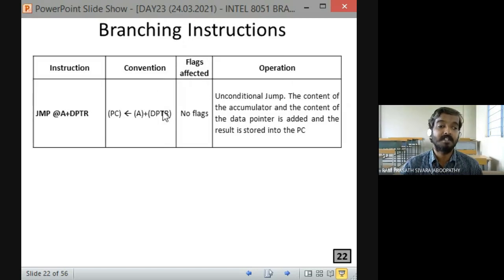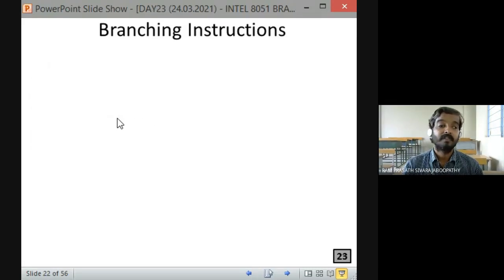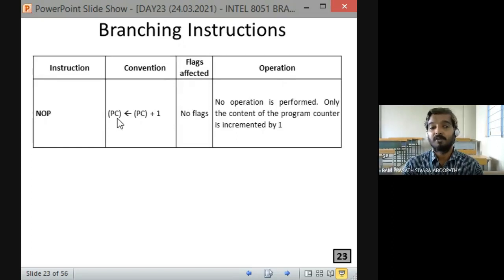And finally, JMP @A+DPTR. Here, the accumulator plus DPTR get added, and that value is copied to the program counter. That's all. The sum of the accumulator and DPTR forms a new address, and the program branches to that address. Then NOP, we all know, is the no operation instruction, nothing happens, as it is a 1 byte instruction. After executing this instruction, the program counter gets incremented by 1. That's all. Okay, so that's all about the branch instructions.